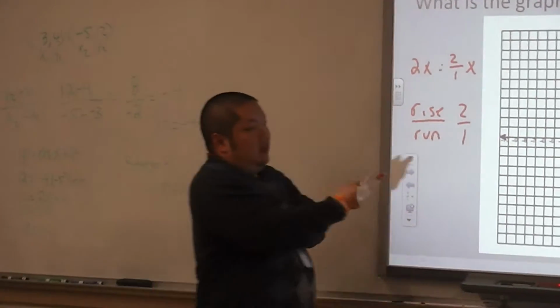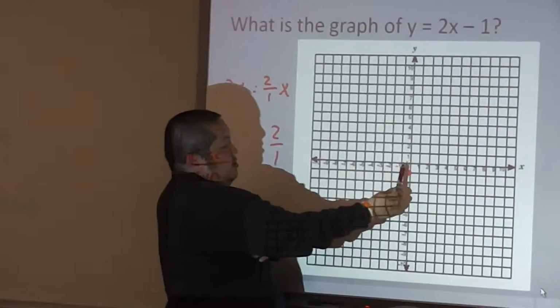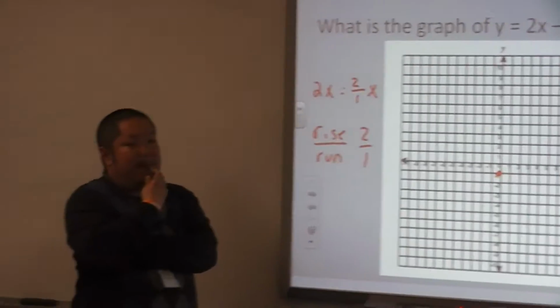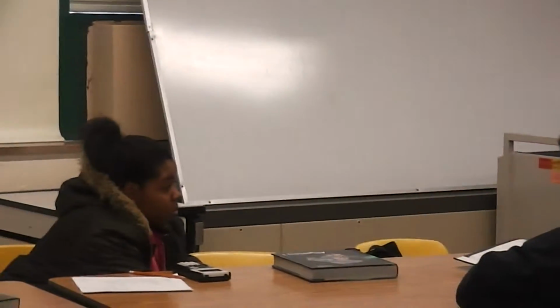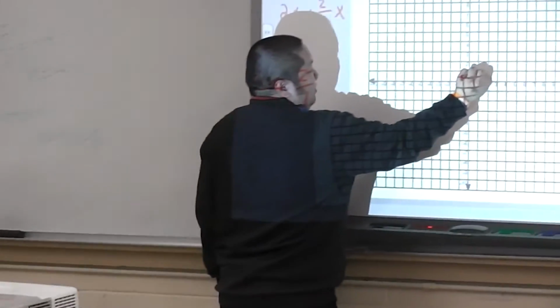Okay, so that's our starting point. We're going to go up 2. And we're not done there yet. We've got to go where from there? We're going to go to the right 1. So we go up 2 spots, and we go right 1 and we plot our next point.